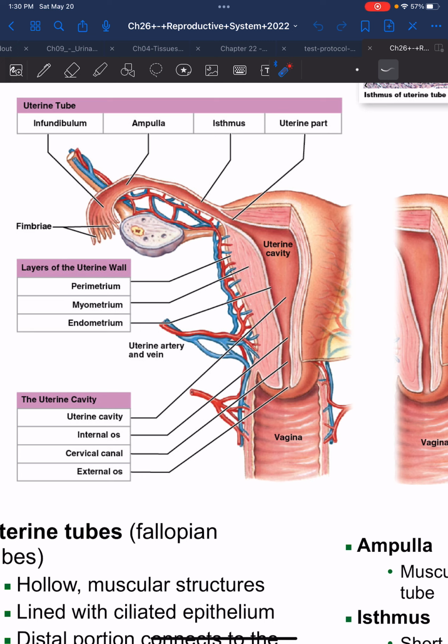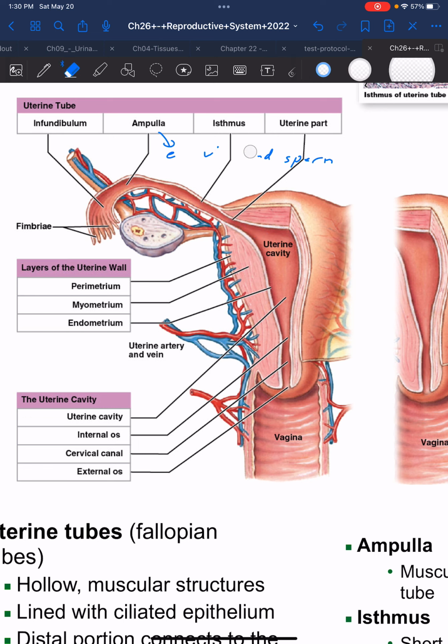As we progress through this uterine tube, there's this portion called the ampulla, and the ampulla is of particular interest because typically this is where the egg will find sperm, or sperm will find egg, in any direction. In this location, the isthmus is just a narrow passageway. And the uterine part is the portion that is the entry into the uterine cavity, or into the uterus.